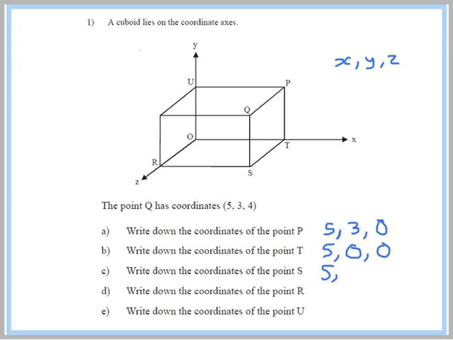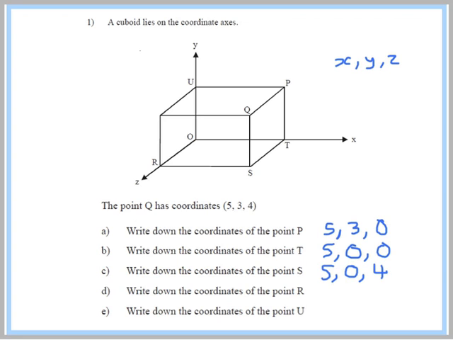The point S, which is here, again that's got the same x coordinate, so that must begin with a 5. And then we look at the y coordinate, well it's not gone up again at all, so that must be a 0, but it is sticking out along my z-axis, so that must be a 4.